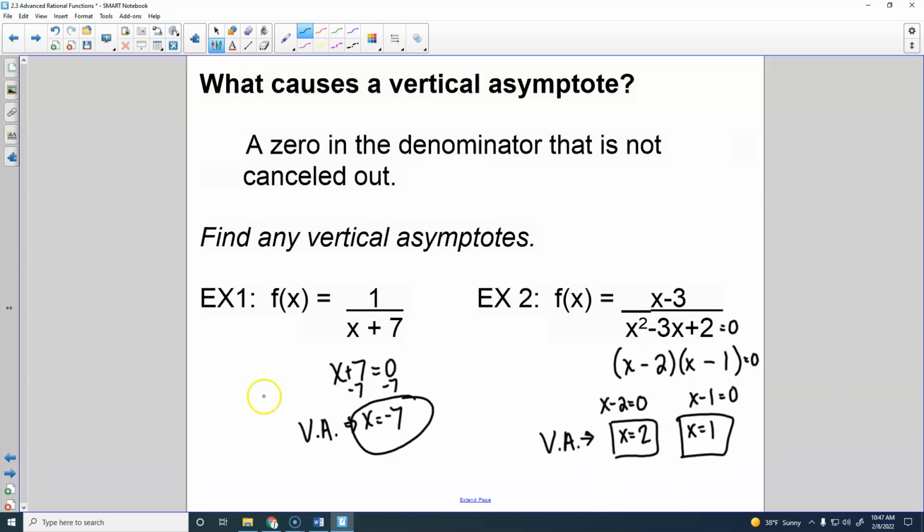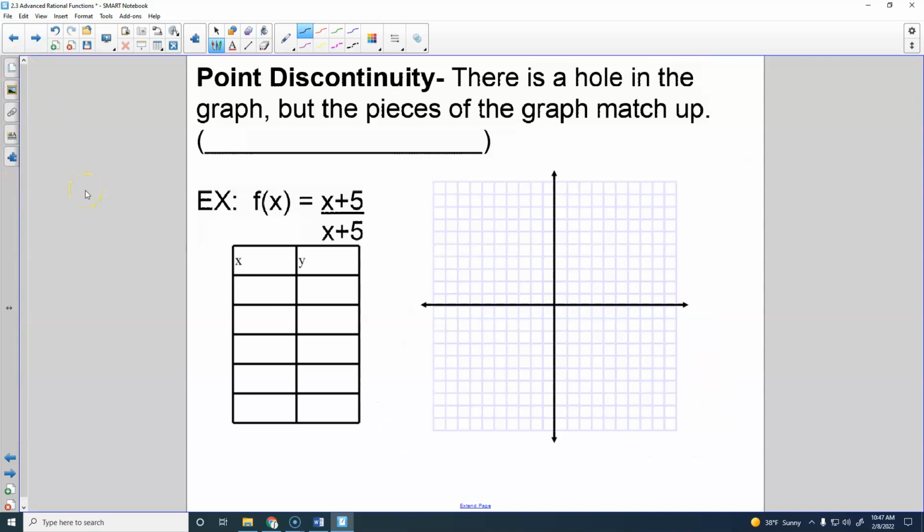Now, let's talk about this canceling out, because that is going to cause something that's going to look a little bit different. So here, we had potential for something to cancel out, but it did not. So let's look at one where it does.